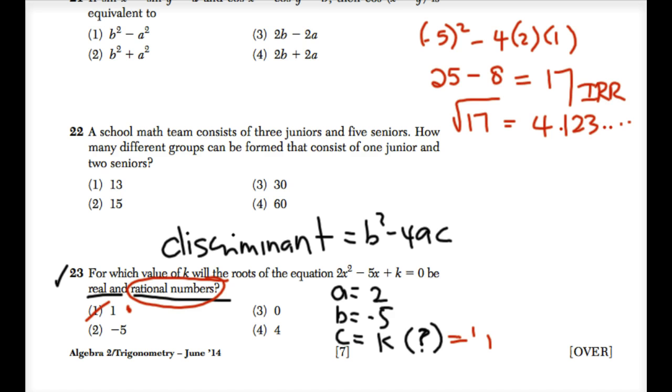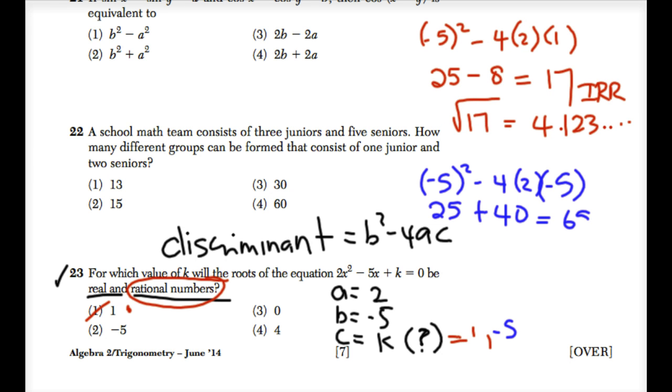What about if my c was actually negative 5? Let's see what I have. Negative 5 squared minus 4 times 2 times negative 5. This is 25, take away 4 times 2 is 8, 8 times 5 is 40, so minus a negative gives plus 40. This will give me 65. Now when I take the square root of 65, I will get 8.062, and it keeps going on. Again, this will be irrational. So choice 2 is out.